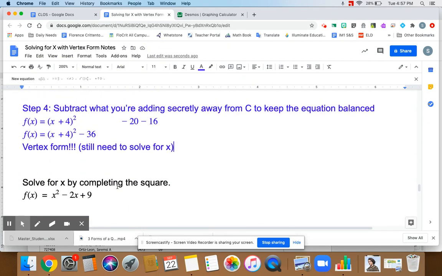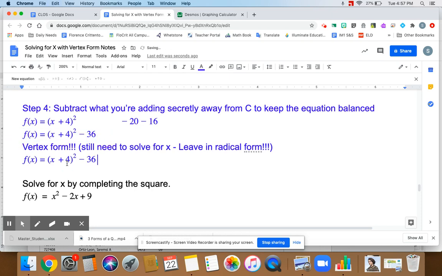So let's finish this out. So there's a solve for x. But I need to leave in radical form. And that's also really important. So remember, to solve for x, the first step is I have to turn this into what? 0.